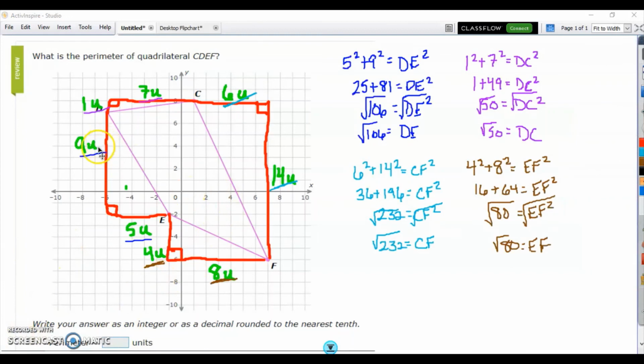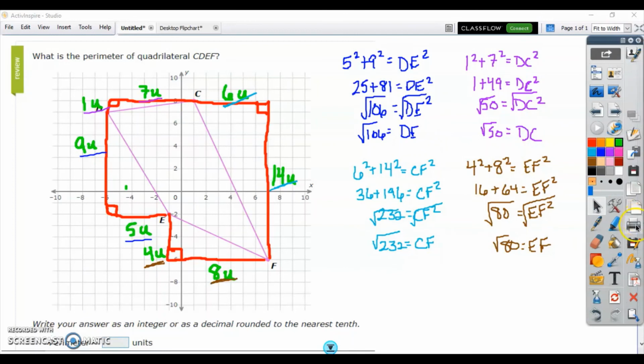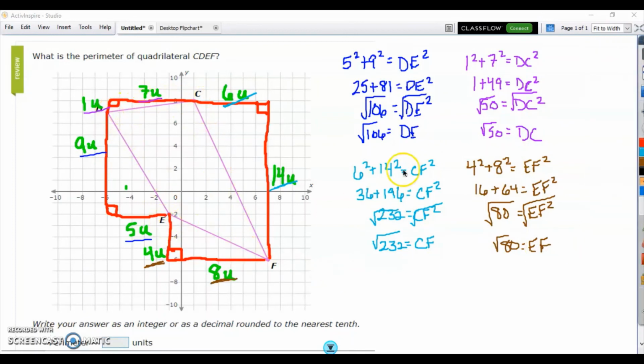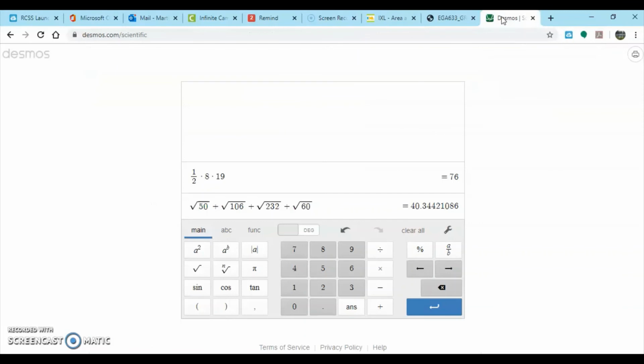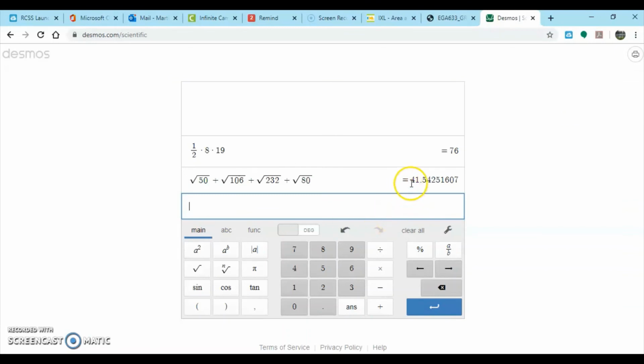Okay, so I've got all the sides labeled. I've got my work over here color-coded based upon my underlined lengths, and I've found the length of DE, CF, DC, and EF. What I would do to find the perimeter of this quadrilateral is add all of these up. So I would pull out a calculator like my Desmos graphing calculator right here, type those in, and that's not square root of 60 there, that should be square root of 80. Enter. My perimeter is 41.5.